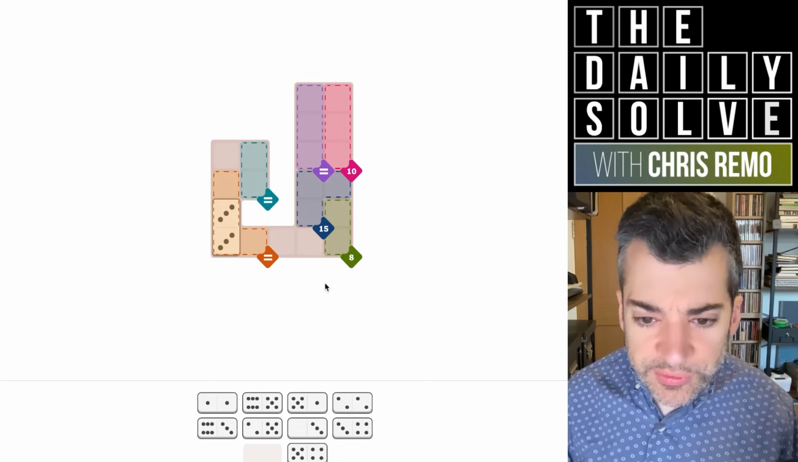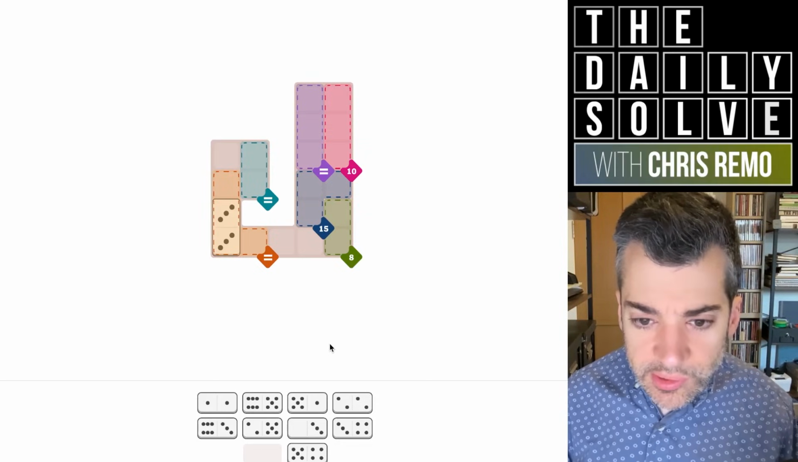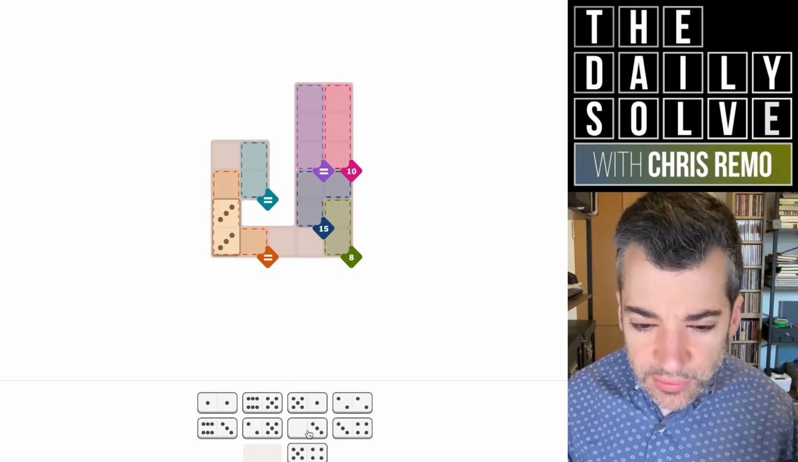How does this work? Oh, I'm almost at 10 minutes and I've not really done anything on this puzzle other than put that 3 there, which was pretty obvious. I'm just not sure what to look for here.